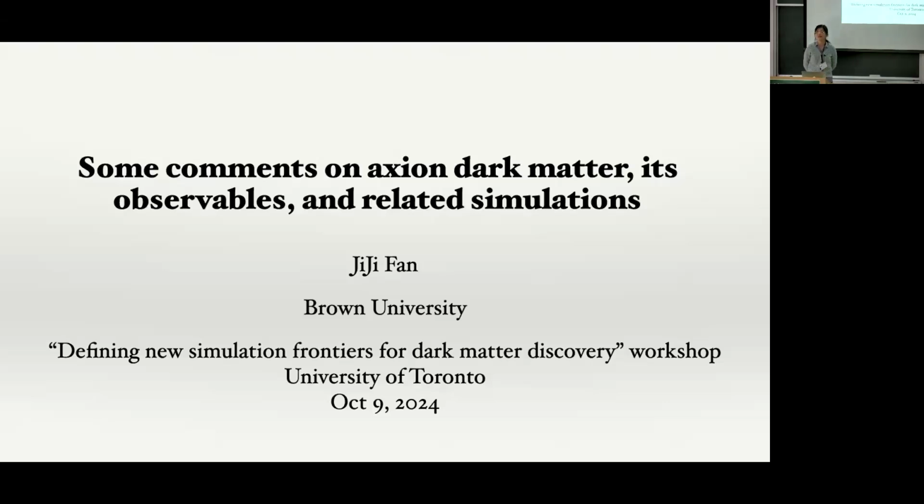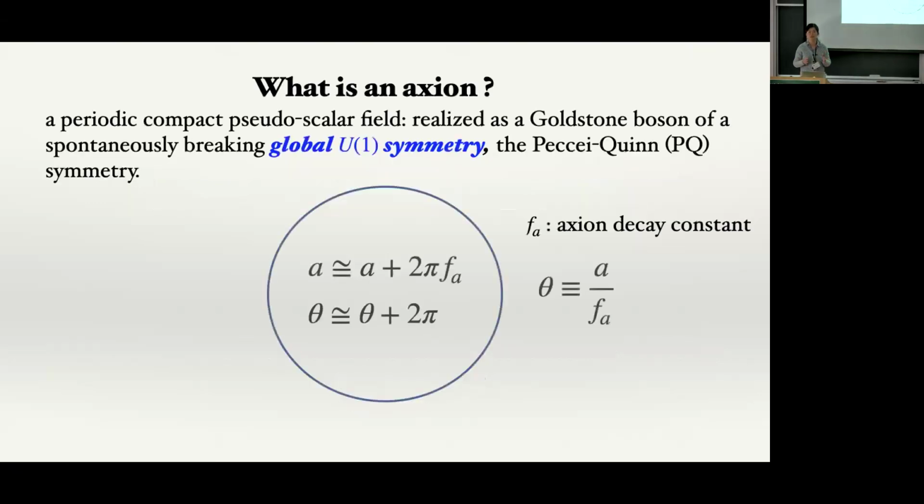I also should say ahead of time, these comments are not really new. They are known in the literature, but I think they're important points that are worth emphasizing to a broad audience. So let me start with a very quick review of what the axion is.